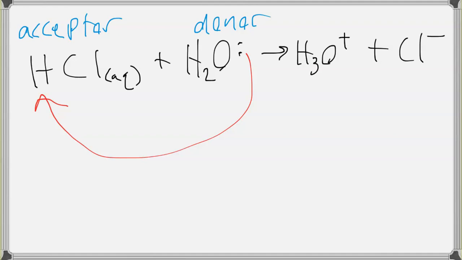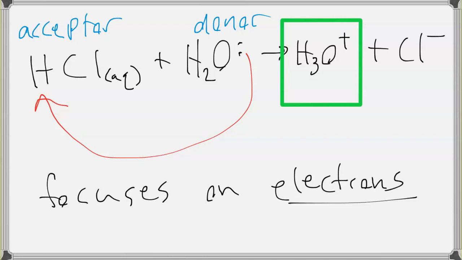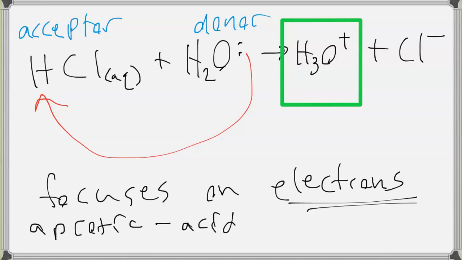Now, the reason why the Lewis definition is the most accurate form is because it is not dependent on H3O plus. The only thing the Lewis definition does is it focuses on electrons. And that is extremely important because we have substances that are aprotic, and those are acids that don't have protons.